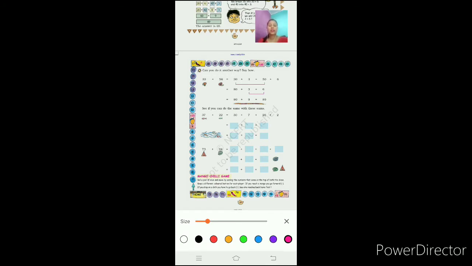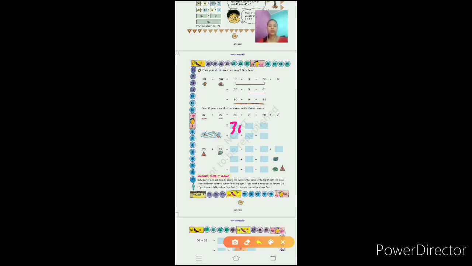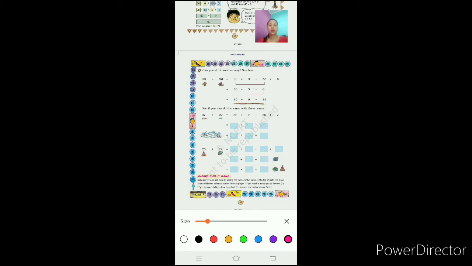Here, 37 plus 22, so we can write it as 30 plus 7 and 20 plus 2. Now add 30 and 20, it's 50, and 7 plus 2 is 9, so it's 59. Clear?